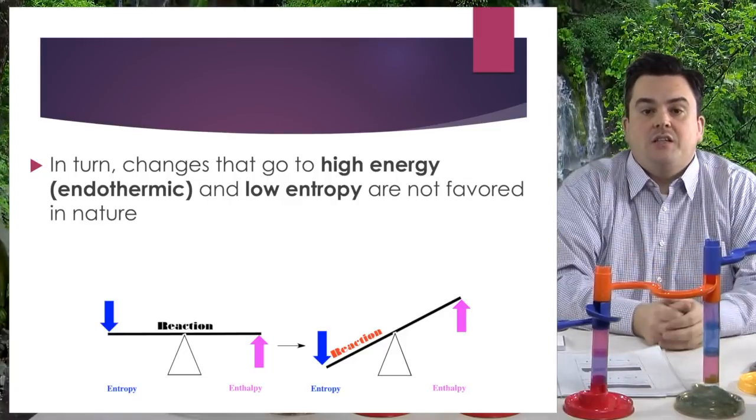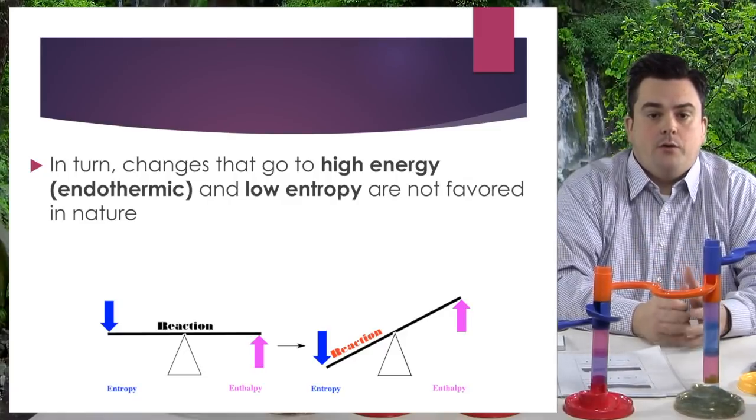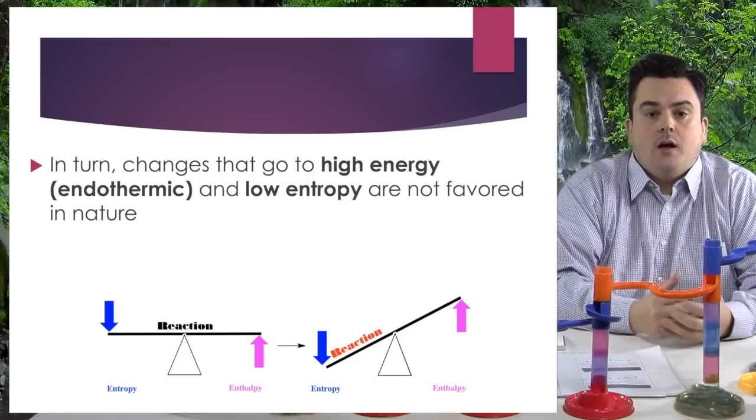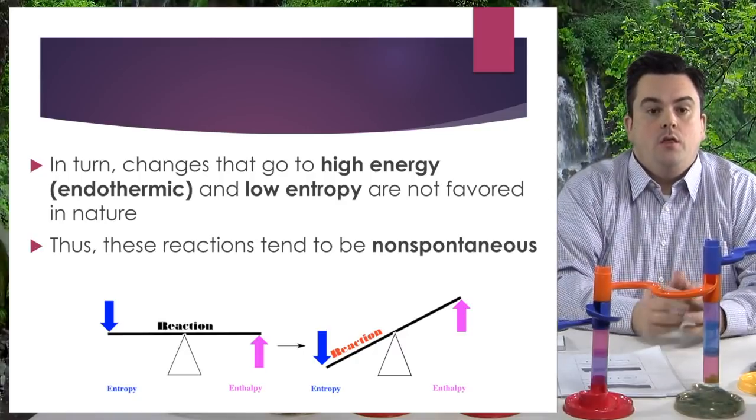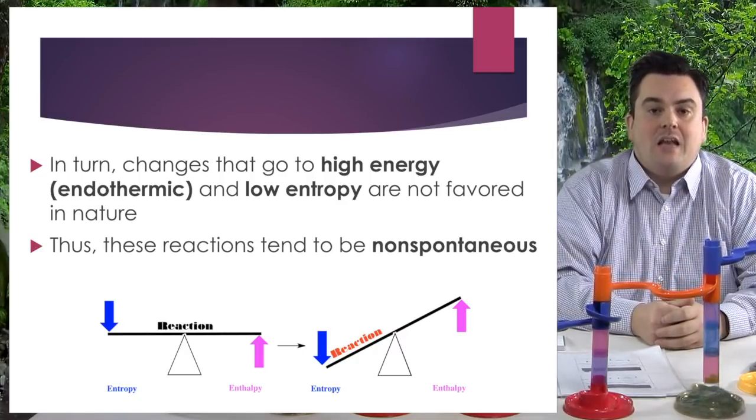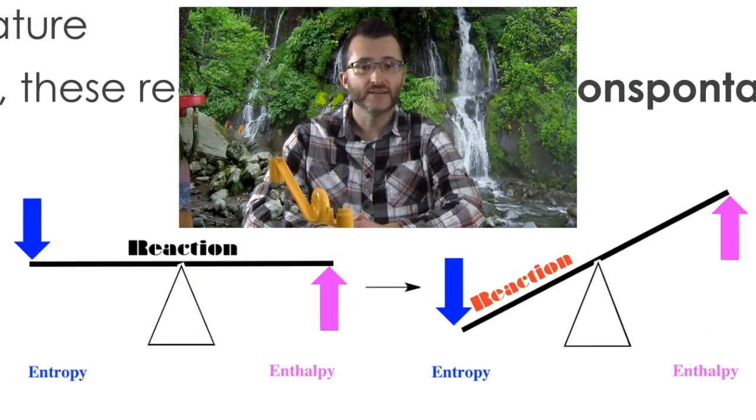In turn, changes that go to high energy, endothermic, and low entropy are not favored in nature. Thus, these reactions tend to be non-spontaneous. So looking at our seesaw again, if the entropy goes down and the enthalpy or heat goes up, our reaction's red. That means stop. This reaction does not occur.